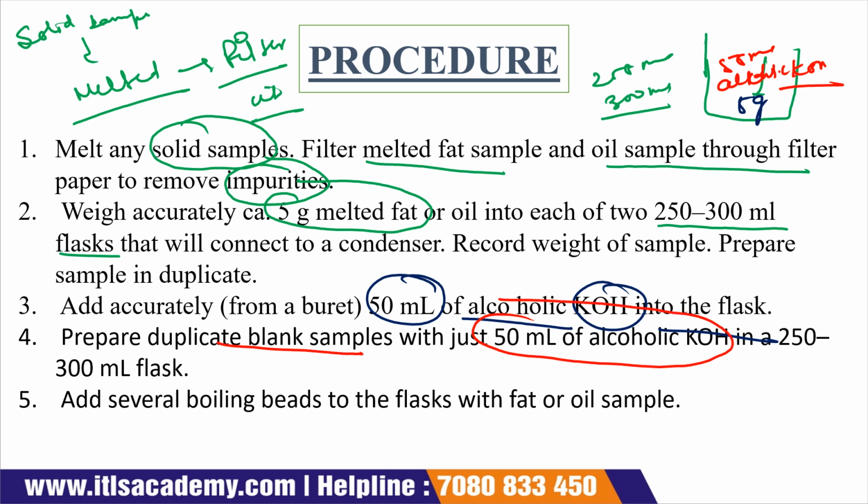When we are preparing a blank, there is no sample present, but in a sample we have two things: one is the sample, and the amount of sample is 5 gram, and the other is alcoholic KOH, and the amount is 50 ml. The blank has only 50 ml of alcoholic KOH. Now add several boiling beads to the flask with the fat or oil sample. Suppose that this is your boiling beads.